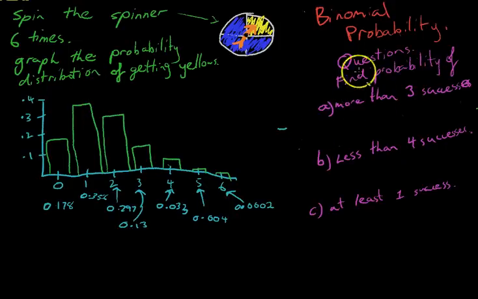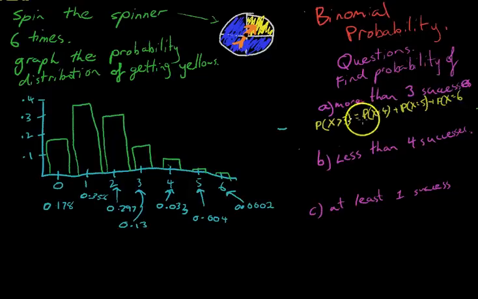Okay, so a couple of questions here. Find the probability of more than 3 successes, so more than 3 yellows. That's more than 3 successes, so the probability that x is greater than 3. That's going to be equal to the probability that x is equal to 4 plus the probability that x is equal to 5 plus the probability that x is equal to 6. I'm going to show you two ways to figure that out.